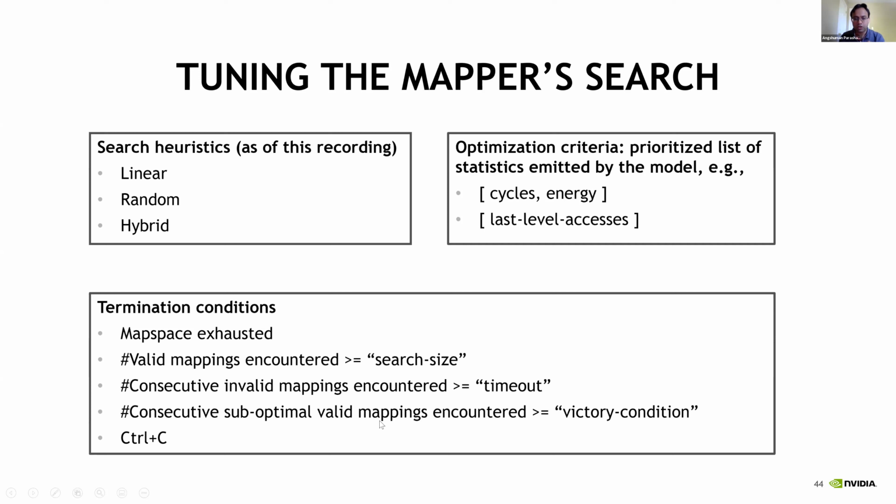Or if you found a good mapping, and then for a very long time you didn't find a better mapping after that, then you just declare victory and give up, right? Or if you just hit Control-C from the prompt, then you can terminate the mapper. But it actually ends gracefully even if you hit Control-C. It'll clean everything up and dump the statistics and dump the output.